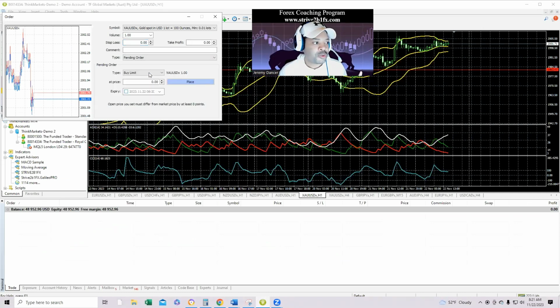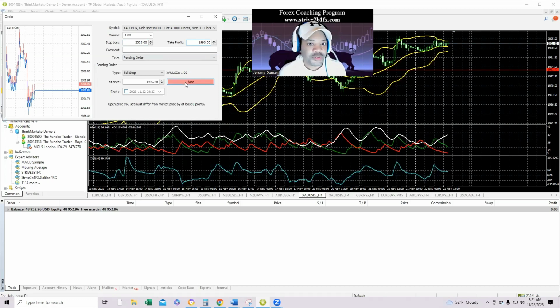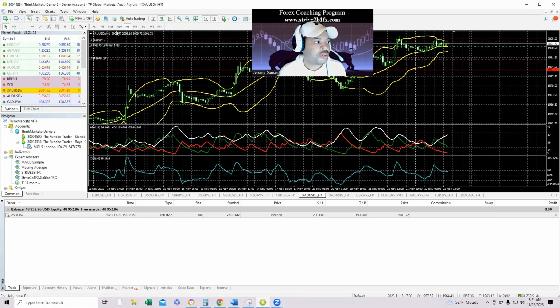Pending order, sell stop. So we'll do 1999.60, and then we'll use 2003 for the stop loss. So we're going to be kind of aggressive and hope that only one of these trades gets triggered. And I'll put 1990 for the take profit.